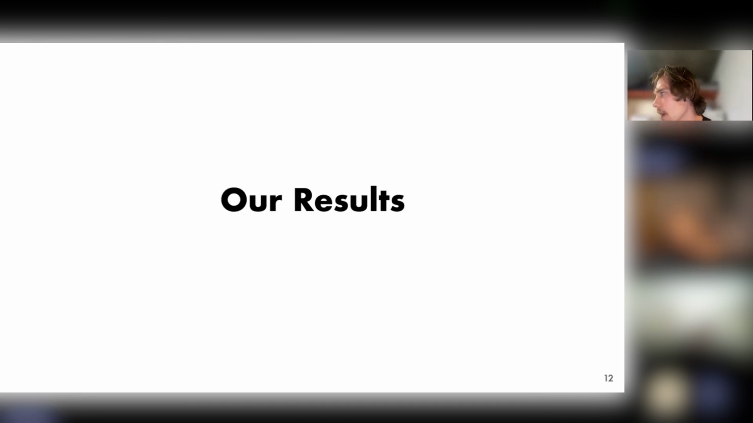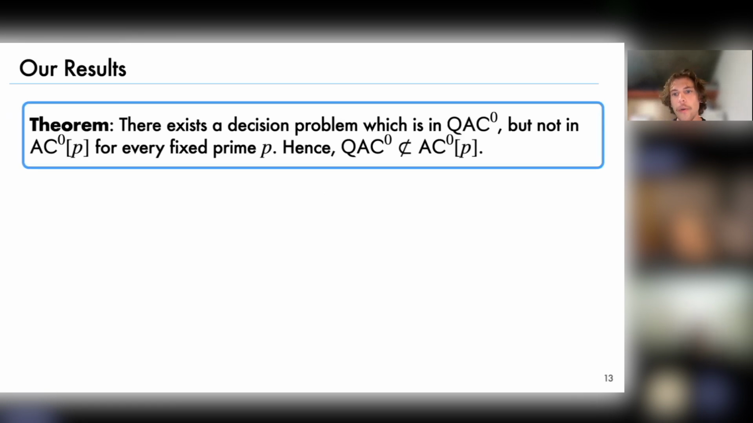Okay, so now I'm going to get into some of our results. First, what we show is that there exists a decision problem in QAC0 that is not in AC0 with mod p gates for any fixed prime p. And in particular, this shows that QAC0 is not contained in AC0[p].